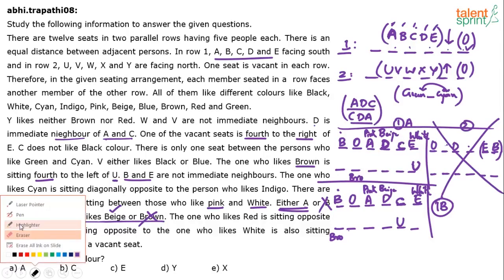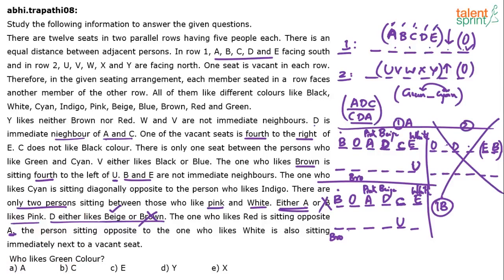Okay, let's try the other points now. With respect to the first row, the arrangement is done. B, O, A, D, C, E. A likes pink, D likes beige, E likes white. Everything is correct so far. The only difference in 1A and 1B is the positions of U and brown. Let's use other points.